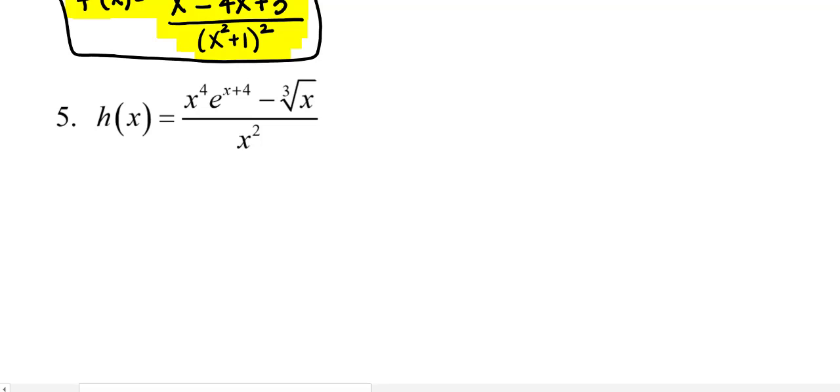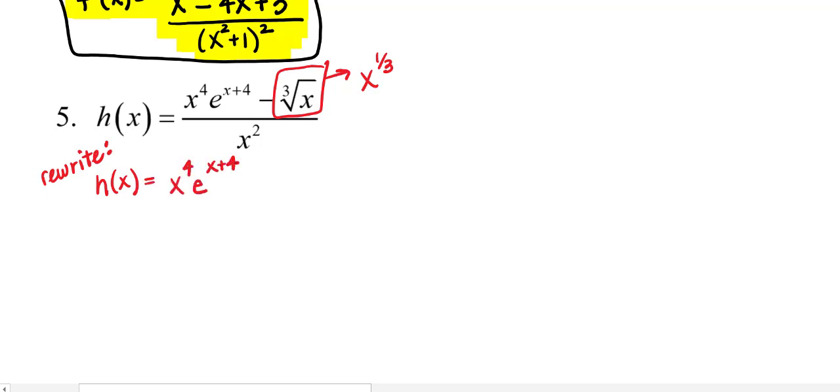For example, I'm going to take this cube root of x right here and replace that with x to the 1/3. Remember, power over root. So that way I can see everything as a power of x. So here's my rewrite. h of x equals x to the 4th times e to the x plus 4. So that's going to be a product rule right there. Minus x to the 1/3, and that's all over x squared.